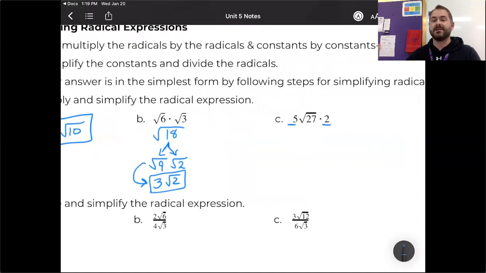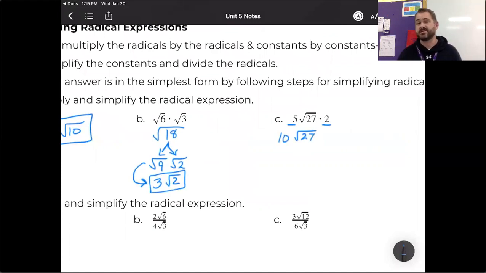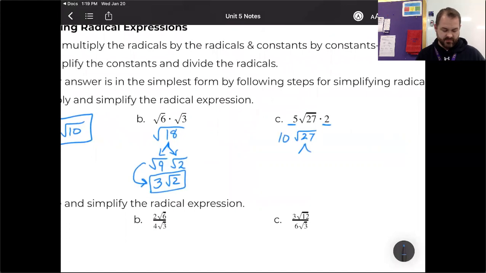Okay, these numbers are outside the radical. They can go together. 5 times 2 becomes 10 out front. But this square root of 27 can still be split. 27 is not a perfect square, but it does have factors that are perfect squares. So I'm going to keep the 10, and I'm going to split 27 into 2 factors.